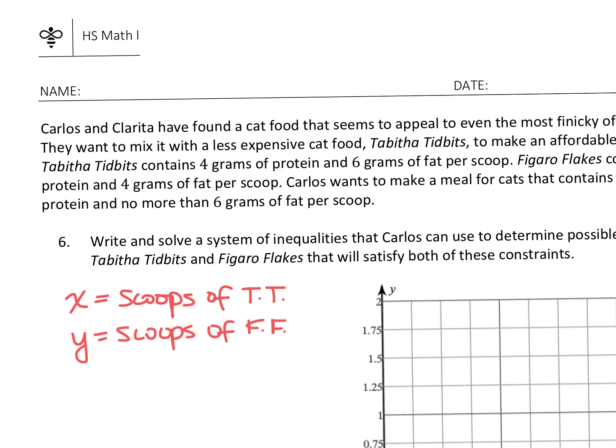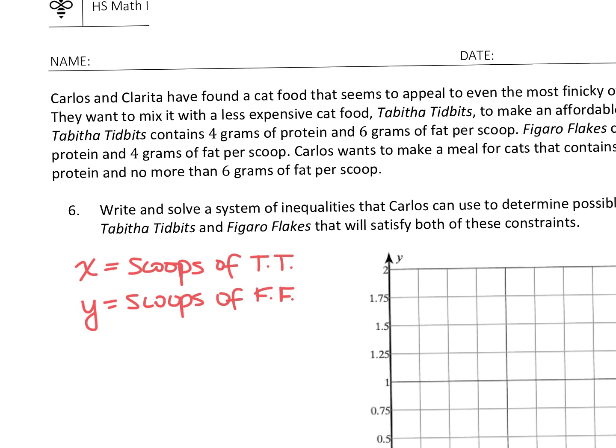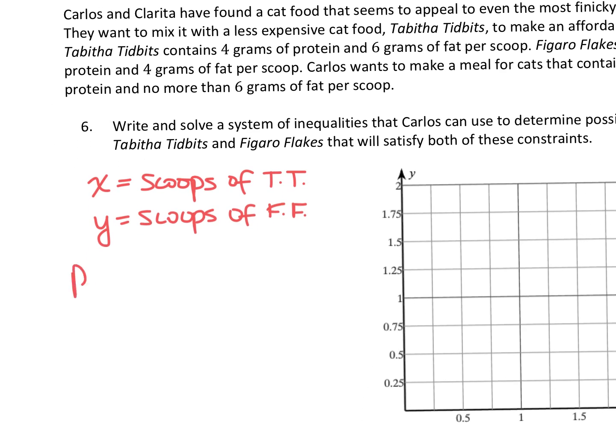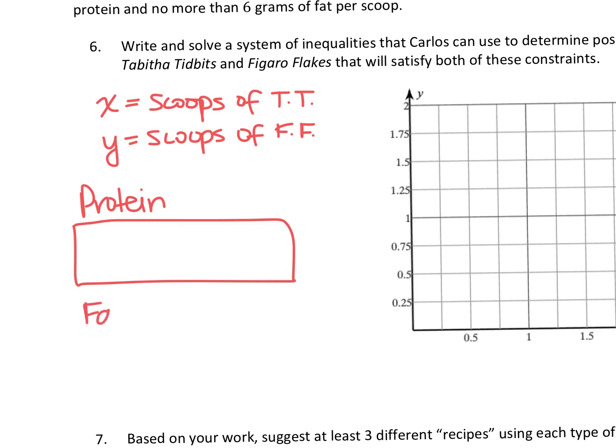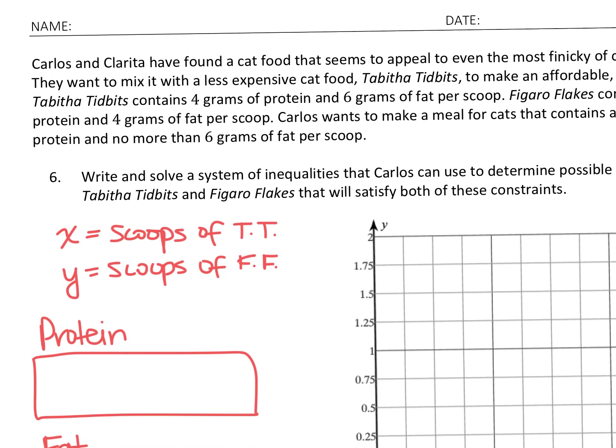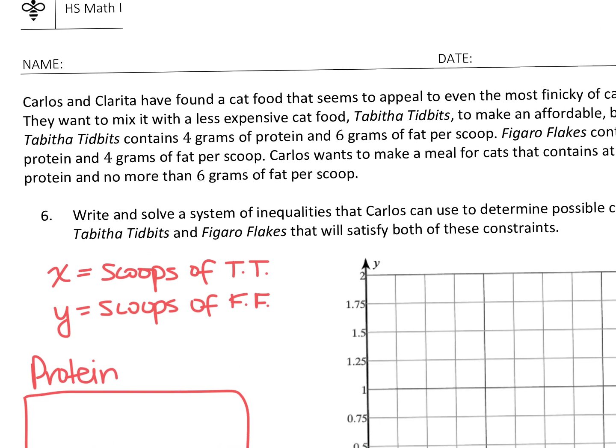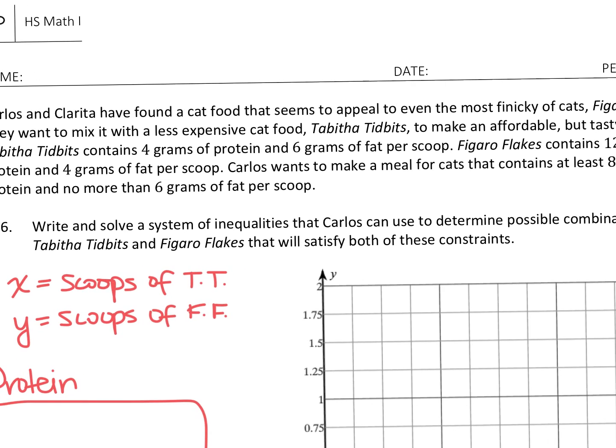So we have that done. Now the next thing is to write our 2 inequalities. One's going to be about protein, so anything about protein will be in this inequality, and the other one will be about fat. Let's do the one about protein first. Anything that has to do with protein, I'm going to highlight.